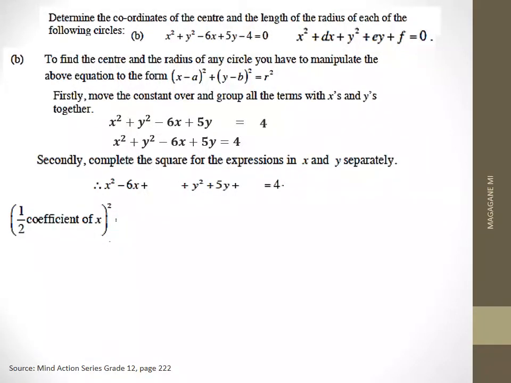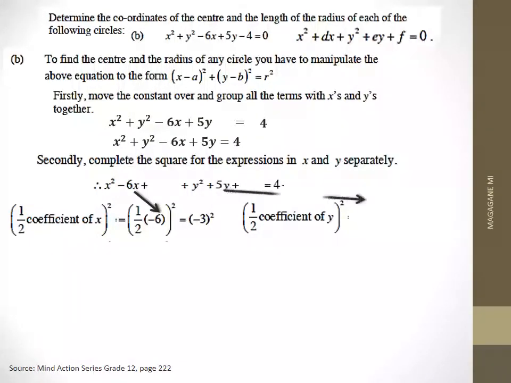We take half the coefficient of x, we square it, and we add it. So the coefficient of x is minus 6. Therefore, we take minus 6, we halve it, and square it. Then we have minus 3 squared. Then we take half the coefficient of y, which is 5. We halve it and we square it. Then it gives us 5 over 2 squared.